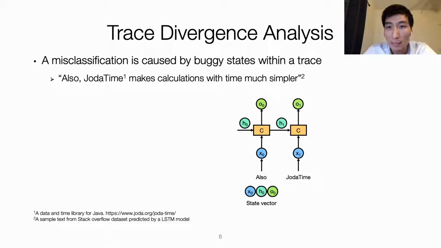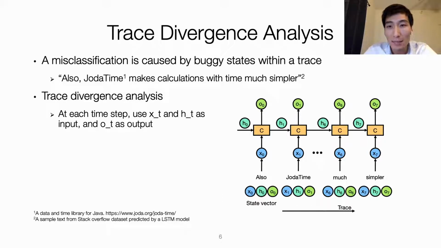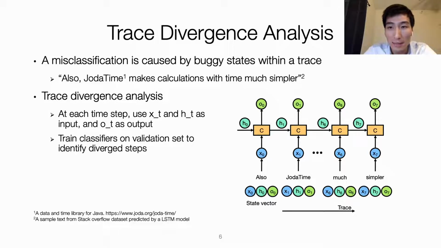It is the same for the next word and the following. Those states along the time steps compose a trace. We collect those state vectors as inputs and outputs, and then train classifiers on the validation set to identify divergent steps. Please find the details of constructing those classifiers in our paper.